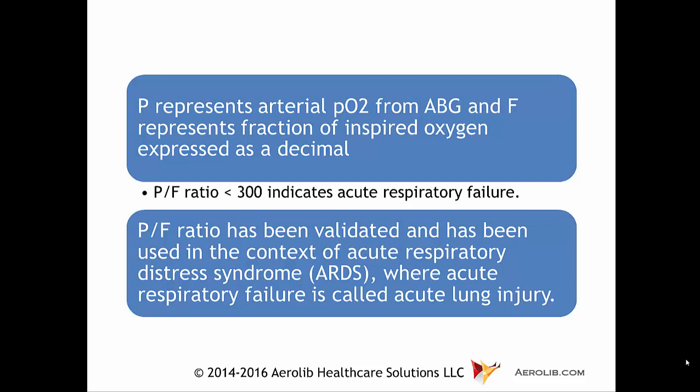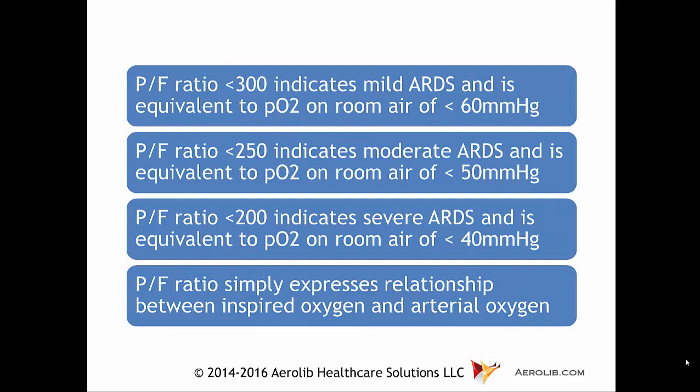For the PF ratio, as we discussed before, P indicates arterial PO2 and F indicates fraction of inspired oxygen. A PF ratio of less than 300 indicates acute respiratory failure. This ratio has been used for acute respiratory distress syndrome, where acute respiratory failure is called acute lung injury. We can classify ARDS into mild, moderate, or severe depending upon the PF ratio.